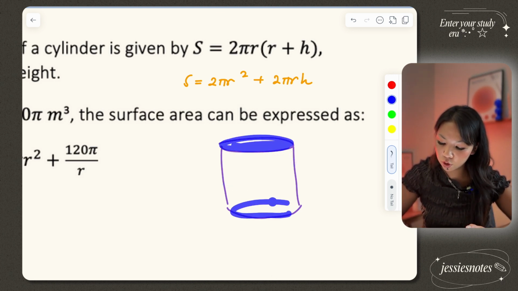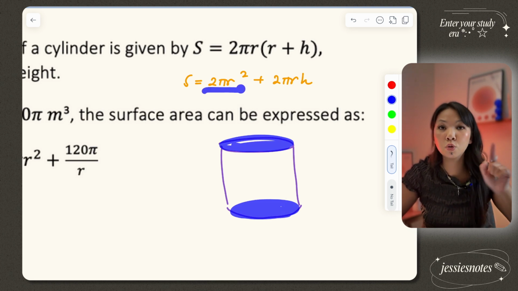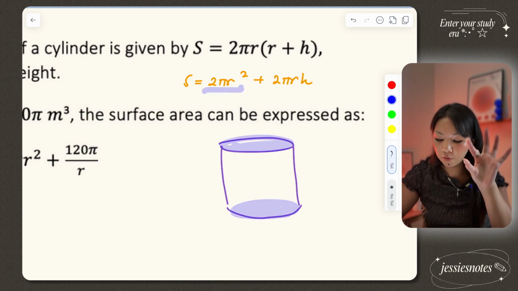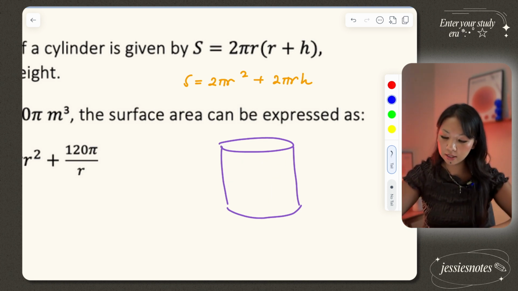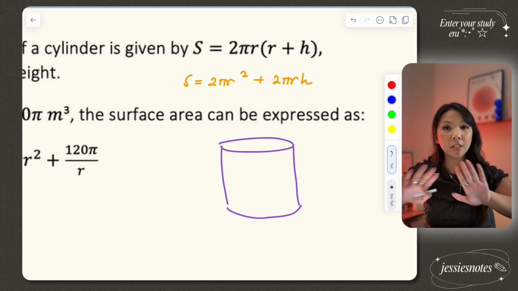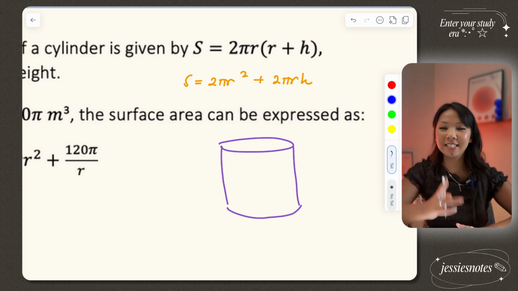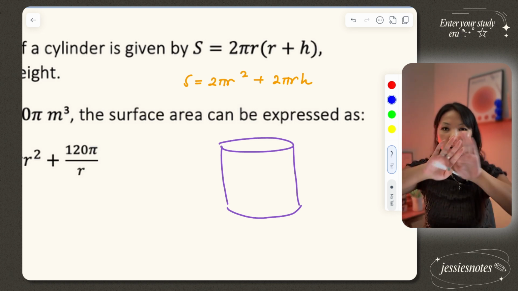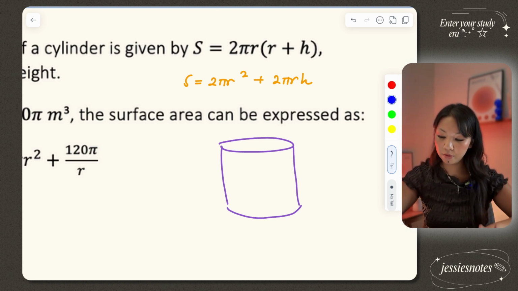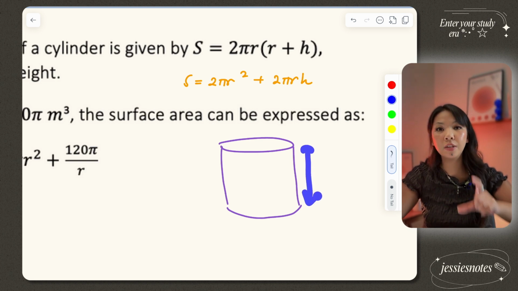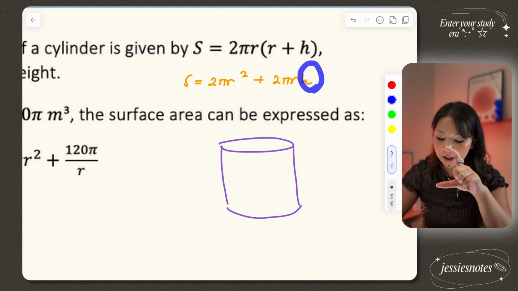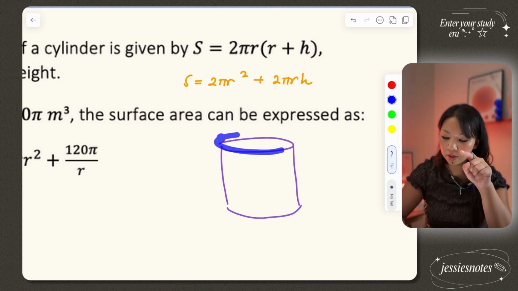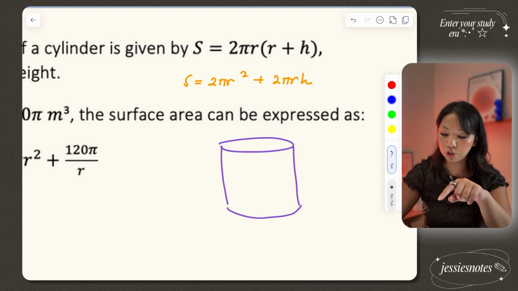The area of two circles is simply 2 pi r squared. And then the curved bit over here is actually just a rectangle. If I were to snip this down the middle and flatten it, like a Coke can, you just get a rectangle. The height of the rectangle is going to be the height, which is h. And then the length of the rectangle is actually going to be the circumference of the circle, which is 2 pi r.